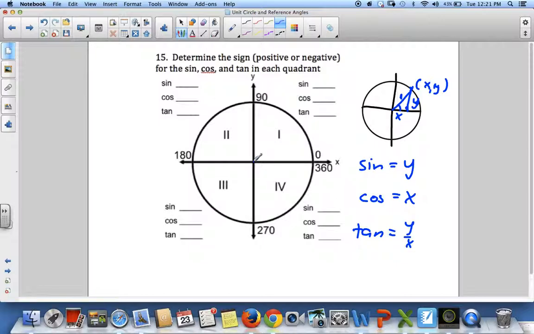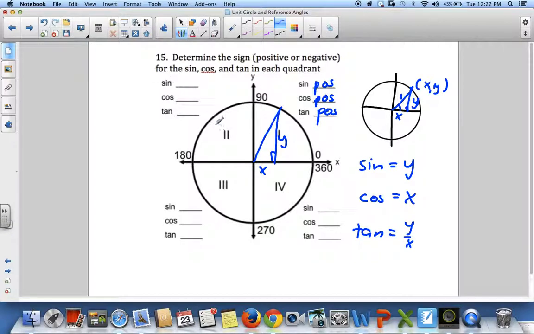Because of that, we can figure out quickly whether things are positive or negative here. So if I think of a triangle in this quadrant, anywhere in this quadrant, it doesn't matter. This is the y value, and this is the x value. So I'm just going to look at whether things are positive or negative. Is the y value, that's the sine, positive or negative? Well, it's positive here, so this is going to be positive. And the cosine is positive as well. That's the x. And the tangent is positive divided by positive, which is positive, so all three are positive.